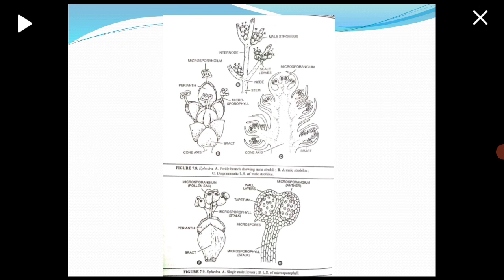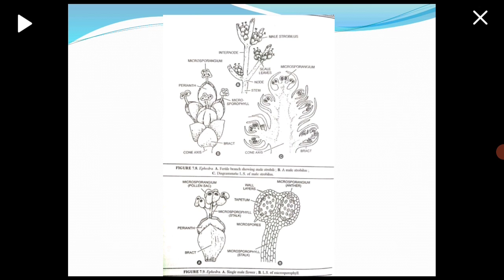It bears about 2 to 8 or 12 pairs of rather thick bracts or scales arranged decussately on the short axis. The lower one or two pairs of bracts are sterile, whereas the upper ones are fertile. The male flowers arise singly in the axils of fertile bracts.